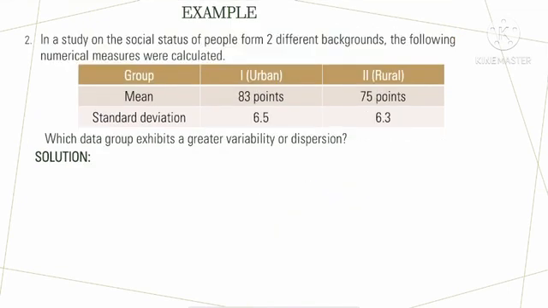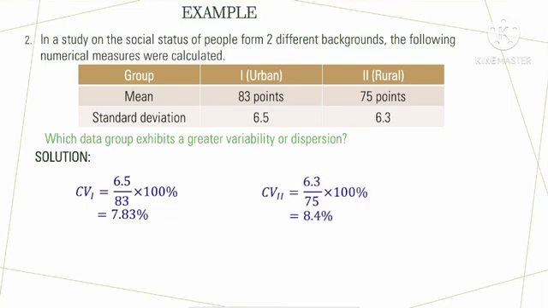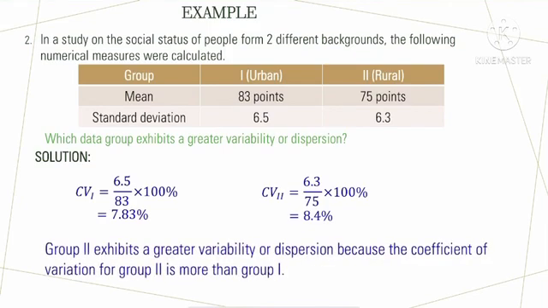In this example, we want to determine which data group exhibits a greater variability or dispersion. We use the coefficient of variation to solve for this. So find the coefficient of variation for both data. By comparing these two coefficients of variation, we can conclude that Group 2 exhibits a greater variability or dispersion because the coefficient of variation for Group 2 is more than Group 1.